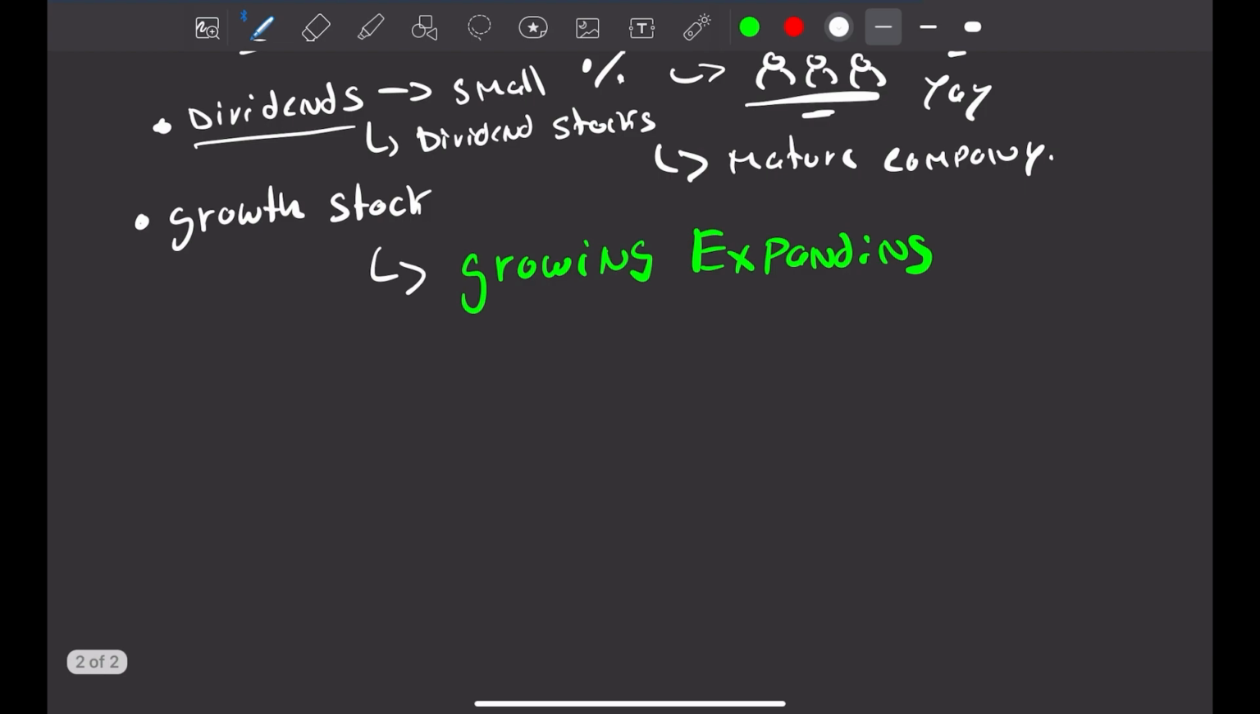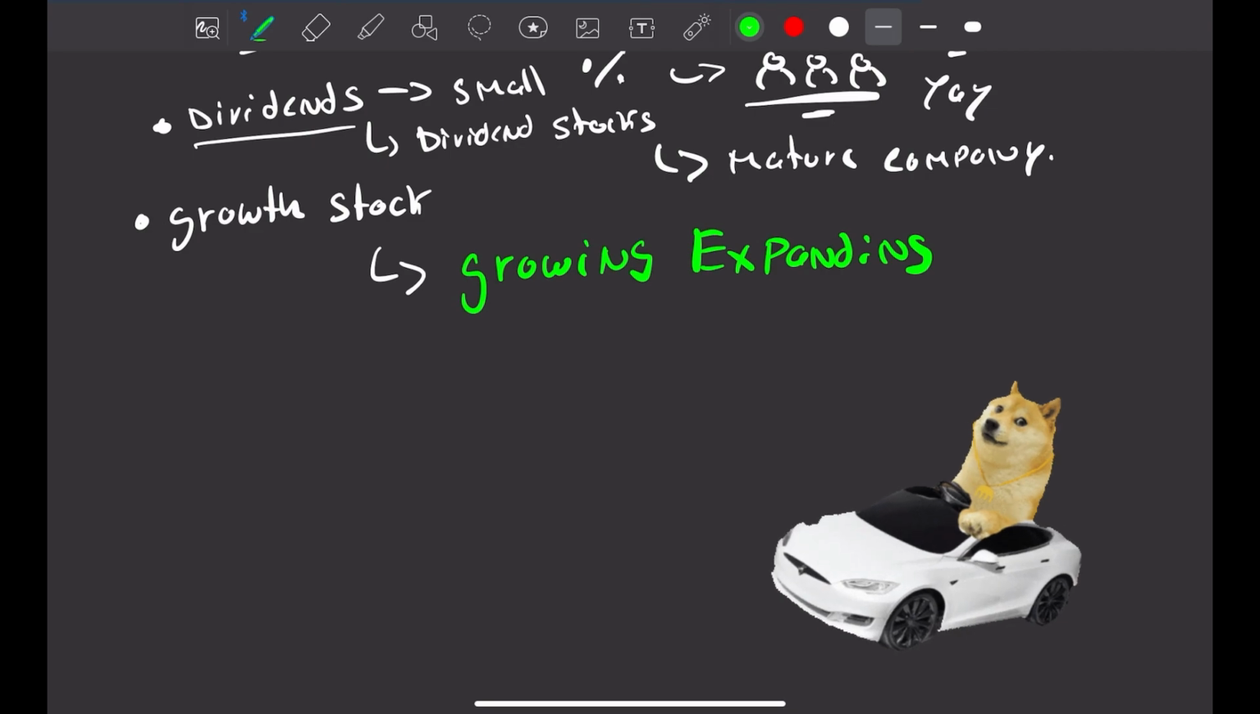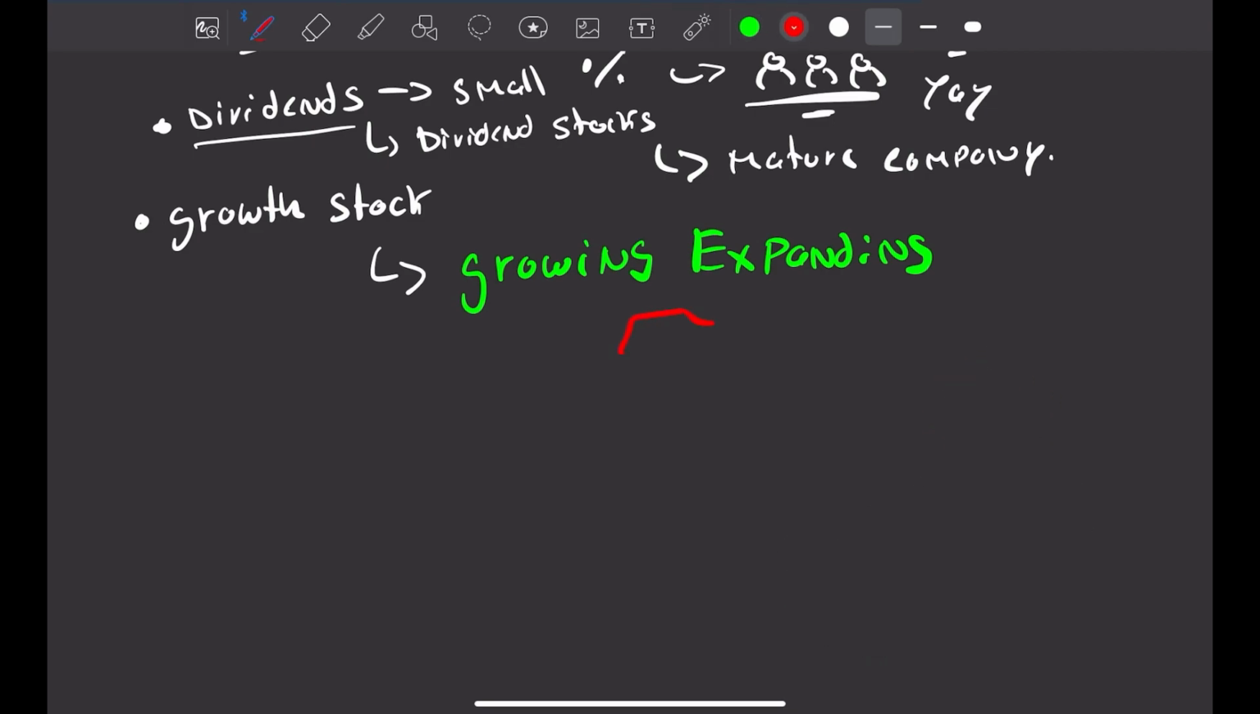So growing and expanding. An example of this you have heard would be Tesla, for example. Tesla, right? Tesla, Elon Musk. Tesla is a company that works on electric vehicles, right? This is a new market. They have slowly expanded, and the revenue keeps expanding, but they don't pay a dividend.